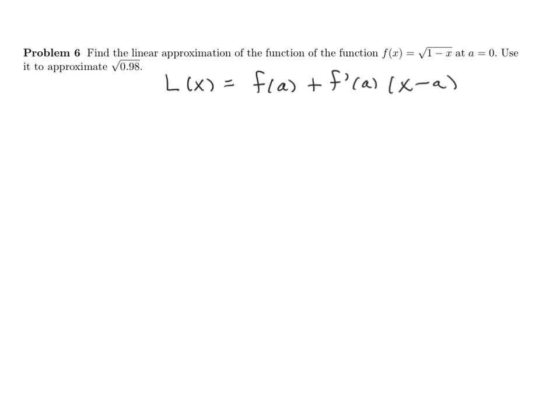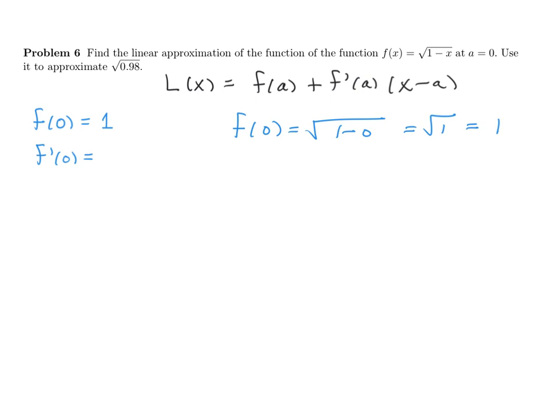So we need to find, well, what is f of 0 equal to and f prime of 0? Once we know those things, we can put them here and 0 in place of a. So to start with, what is f of 0? That is the square root of 1 minus 0, which is the square root of 1, which is simply 1.